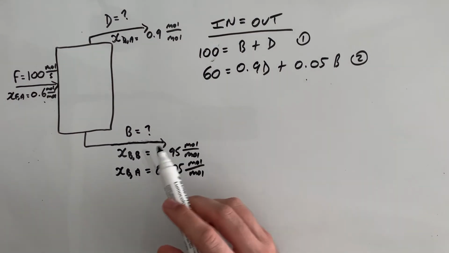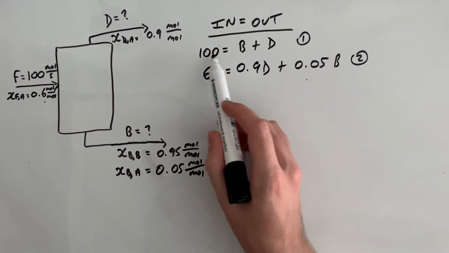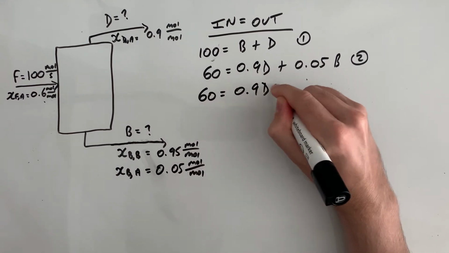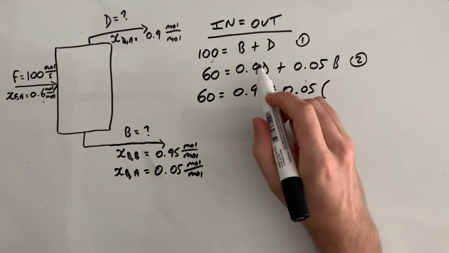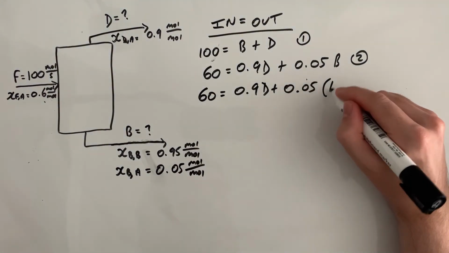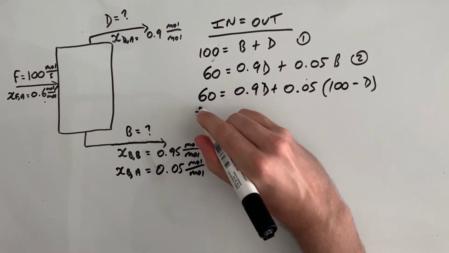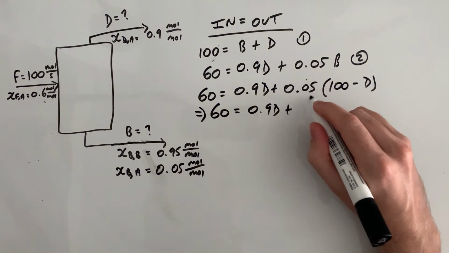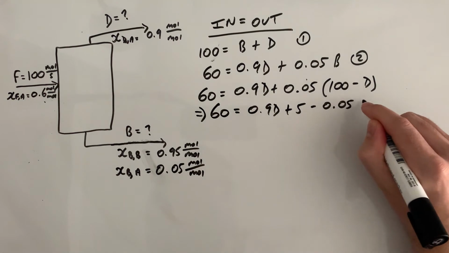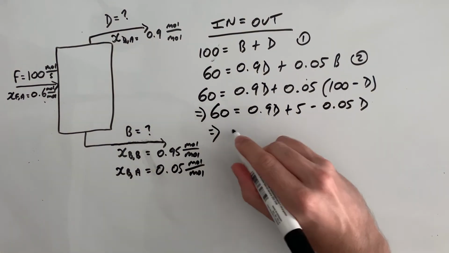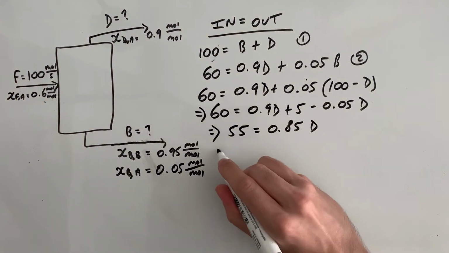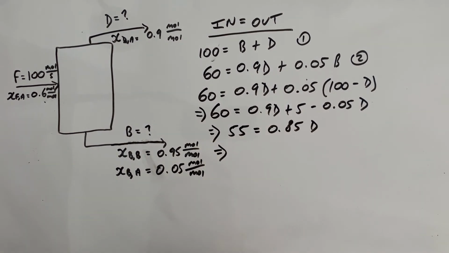So solving like we did before, the easiest way without a calculator is to rearrange this one and substitute into here. So we'll get that 60 equals 0.9D plus 0.05B, where B is equal to 100 minus D. Therefore 60 is equal to 0.9D plus 5 minus 0.05D. Rearranging, subtract the 5, 55 is equal to 0.85D. So now, solving for D.